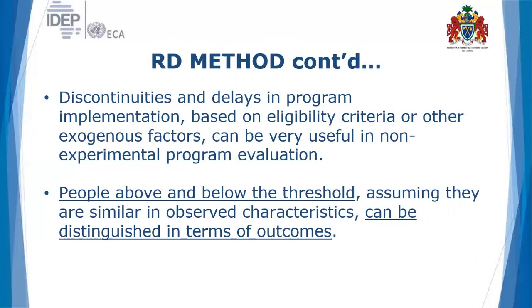So people above and below a cutoff point or threshold, assuming they are similar in observed characteristics, can be distinguished in terms of outcomes. So people below a certain cutoff or threshold who received or will receive the program activities can be compared with a group of people above that cutoff point in terms of the differences in outcomes of the two groups after program intervention.